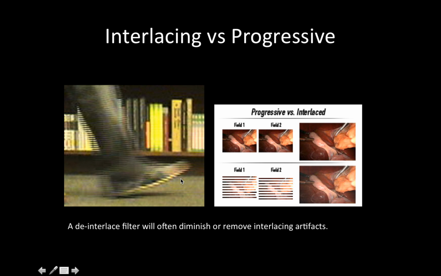Now, interlacing will give you a smaller file size. It will actually be more compatible with certain workflows. And some hardware is not compatible with progressive. So very often in our workflow, we'll see some interlacing, but in the movie, there's a screencast that will show you how to get rid of it.